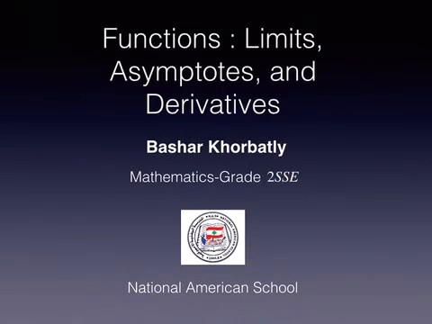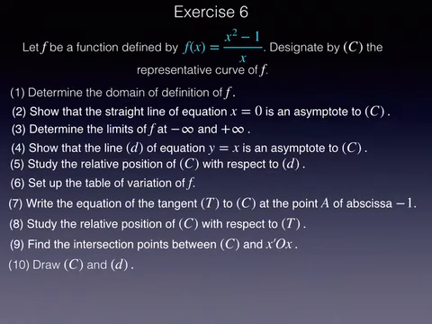Hi everybody, we will continue solving exercise number 6. In this lecture we will solve part 4, show that the straight line D of equation y equal x is an asymptote to the curve C, and also we will solve the new part 5, study the relative position between the curve C and the asymptote D.